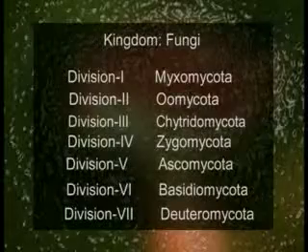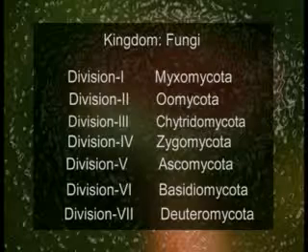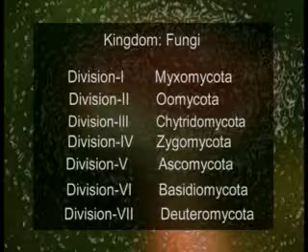Still, for the purpose of simplicity, all the organisms that were previously known as fungi, including the true fungi, can be broadly recognized under the following 7 divisions, or divisions are also called phyla. In the kingdom fungi, these 7 divisions are Myxomycota and Oomycota, which are not nowadays considered to be true fungi. Then the true fungi: Chytridomycota, Zygomycota, Ascomycota, Basidiomycota, and the last, Deuteromycota. We will now discuss the diagnostic characters of each of these divisions one by one, starting with Myxomycota.